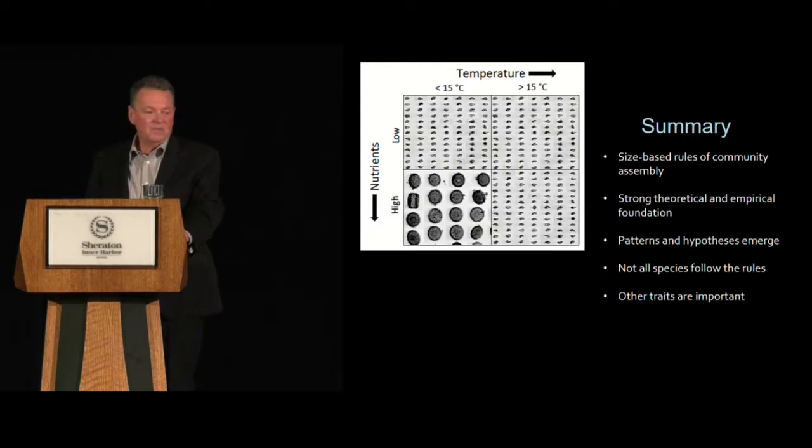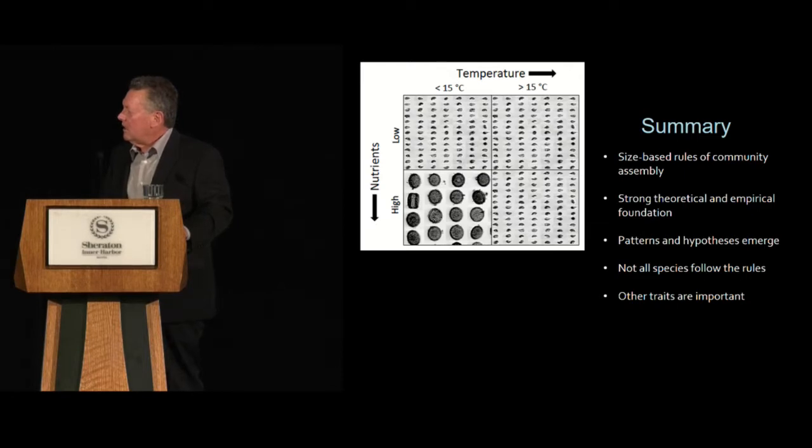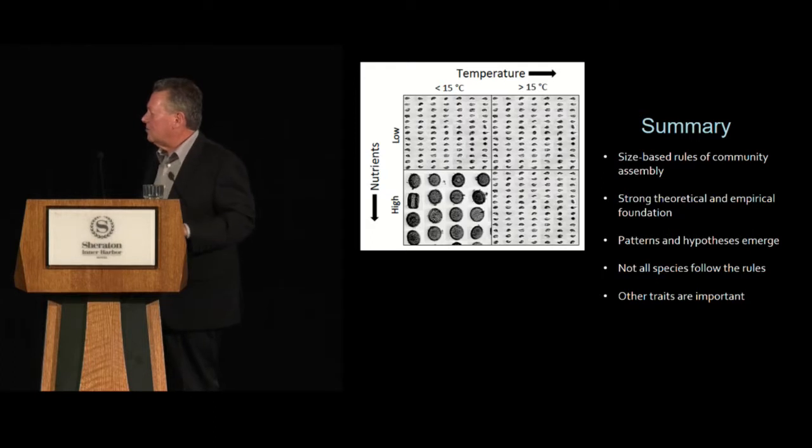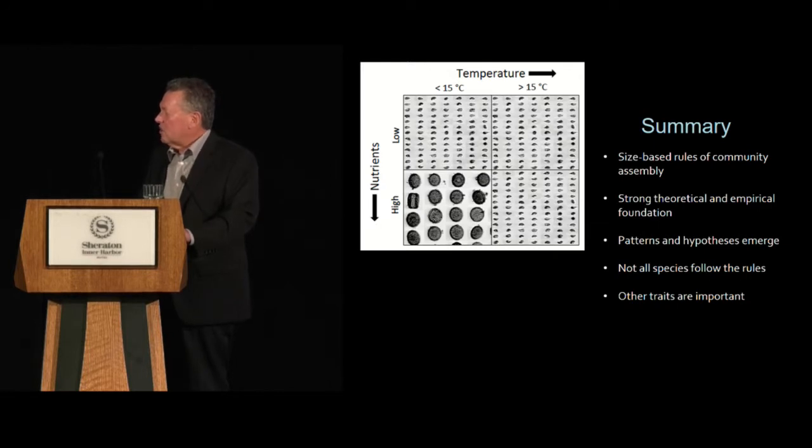Okay, so to wrap this up, based on work that ecologists were doing a century ago, and building from that work, the theories and experiments, I think we're at the point now where we have developed size-based rules of how phytoplankton communities are assembled on the basis of phytoplankton cell size and grazer size. Secondly, they have a strong empirical and theoretical foundation. From these rules emerge patterns and hypotheses, but not all species follow the rules, and other traits besides size-based traits are important in terms of understanding community variability.